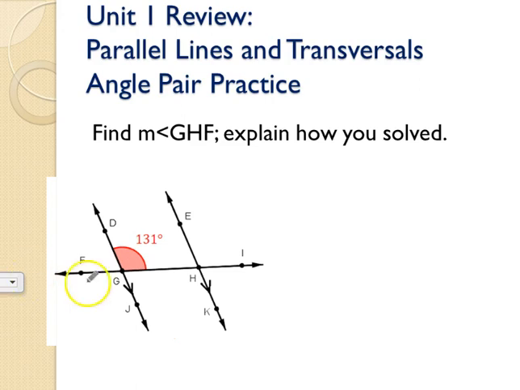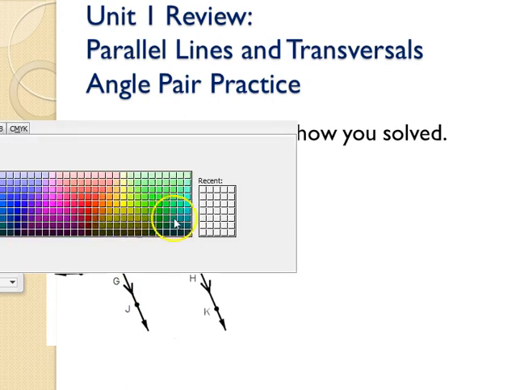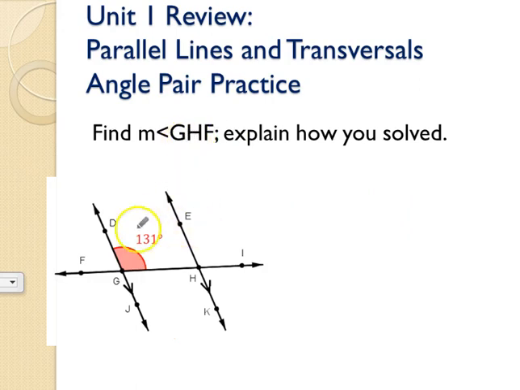All right, so one of the things we learned about were parallel lines, when we have two parallel lines that are intersected by a transversal. And with that intersection, we have a whole bunch of different angles that are created. And we learned about a lot of the different special angle pairs that are created. So in this question, we want to find the angle measurement of angle GHF.